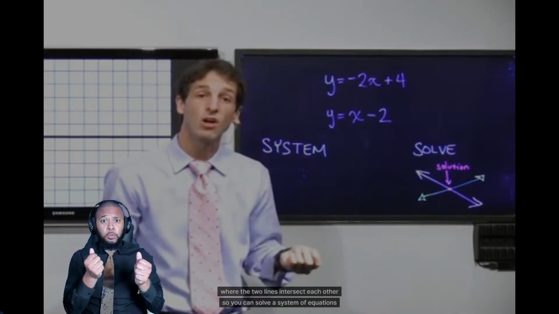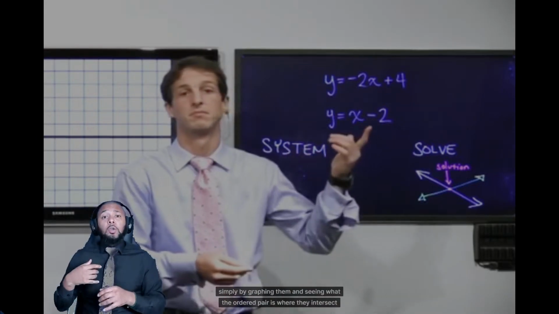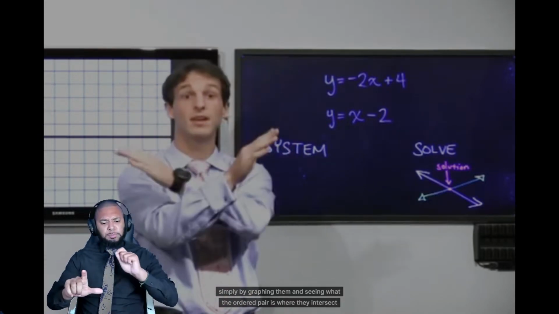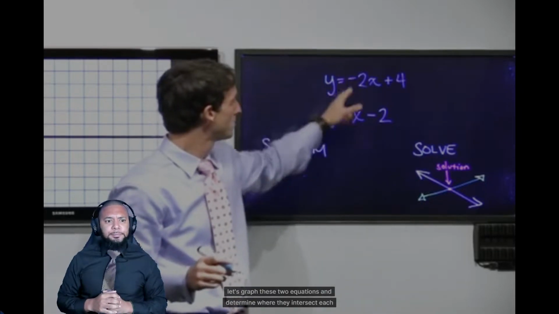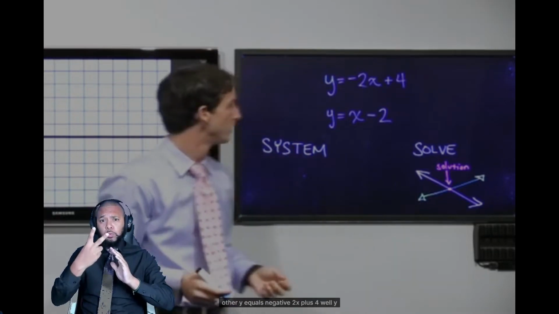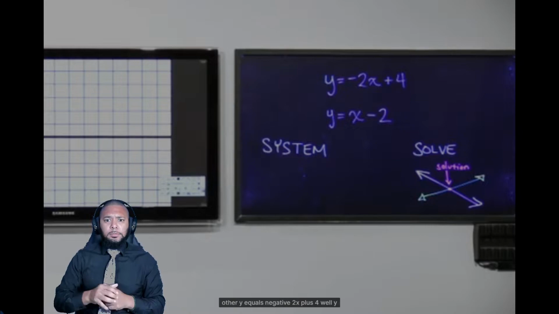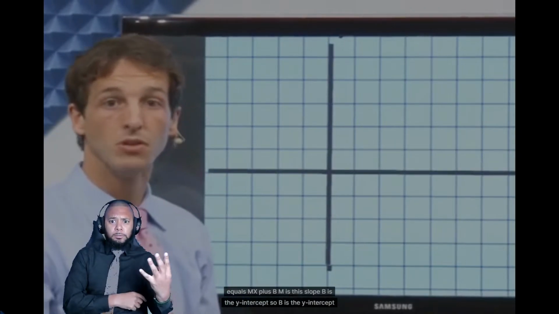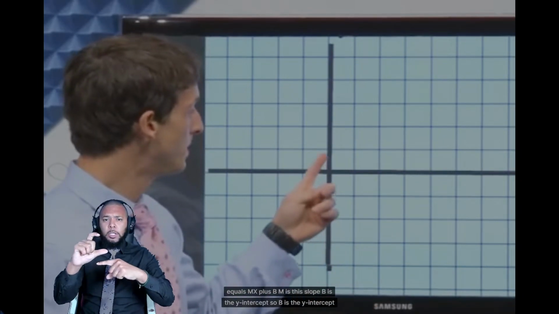So you can solve a system of equations simply by graphing them and seeing what the ordered pair is where they intersect. Let's graph these two equations and determine where they intersect each other. Y equals negative 2x plus 4. Well, y equals mx plus b. M is the slope, b is the y-intercept. So b is the y-intercept.